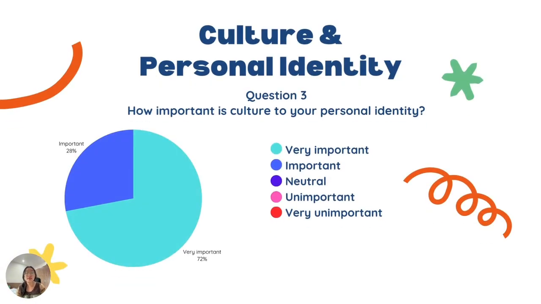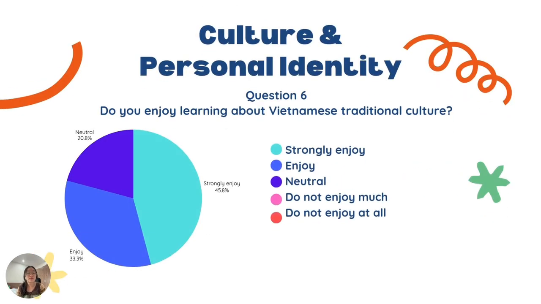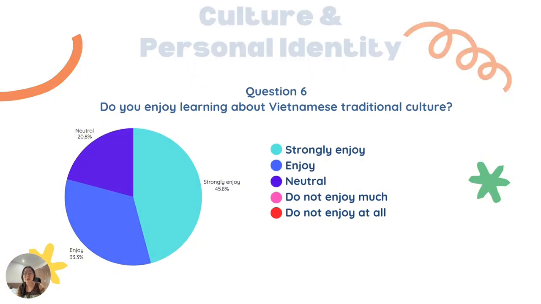The next question is how important culture is to your personal identity. People chose very important the most, with 72%, and neutral, unimportant and very unimportant were not selected. With the question, do you enjoy learning about Vietnamese traditional culture, people chose strongly enjoy the most, at 45.8%. Do not enjoy much or do not enjoy at all were not selected.